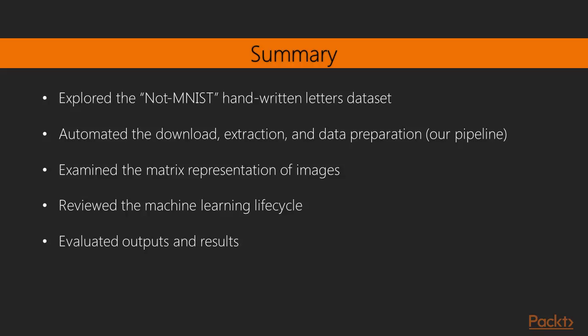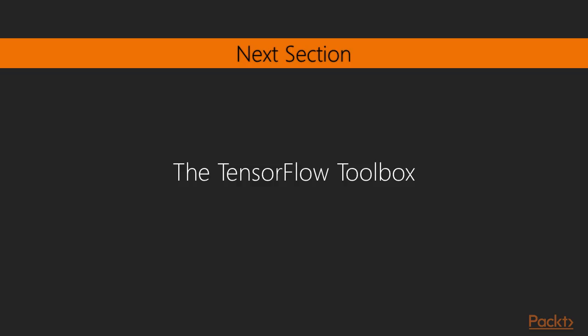We started with an exploration of our dataset, then automated a pipeline feeding our dataset into the trainer automatically. We then explored how images are represented internally and saw how these images flowed into the machine learning lifecycle. Finally, we evaluated our trained network by comparing against a test set we had kept for independent testing. The next section will cover the TensorFlow toolbox, specifically Graph Explorer, events, and histogram views.